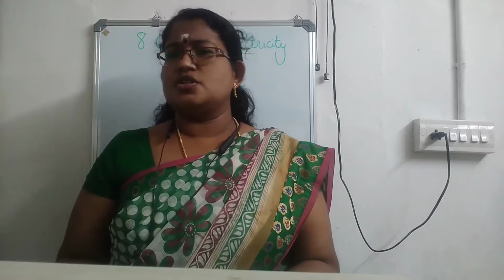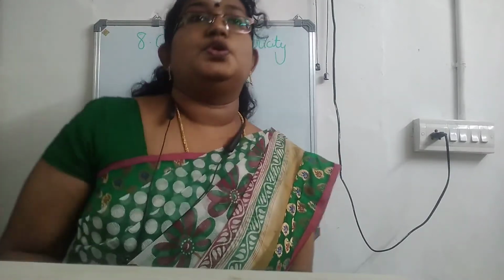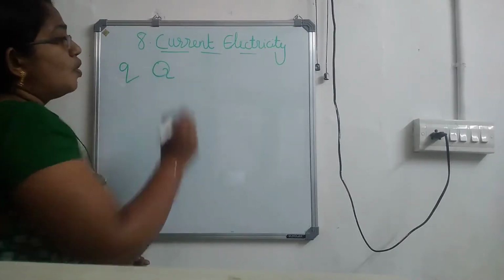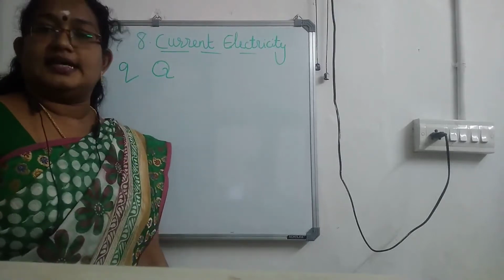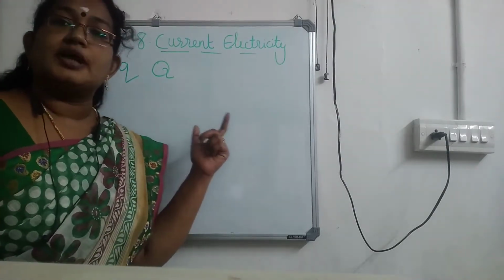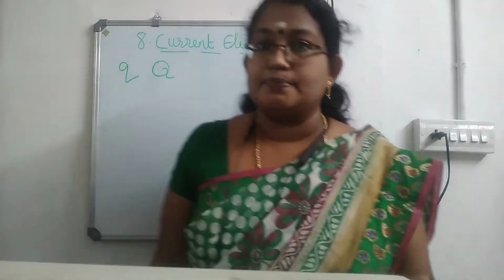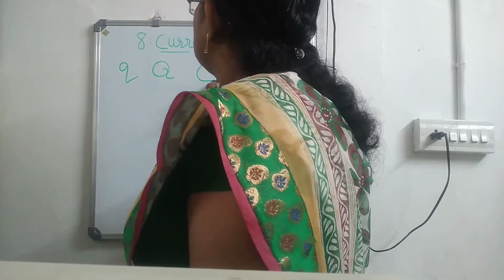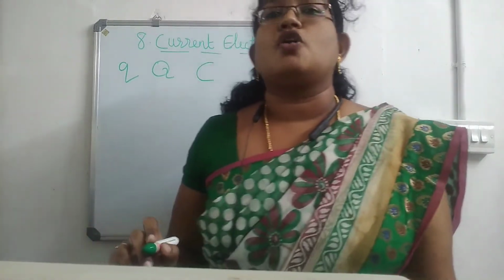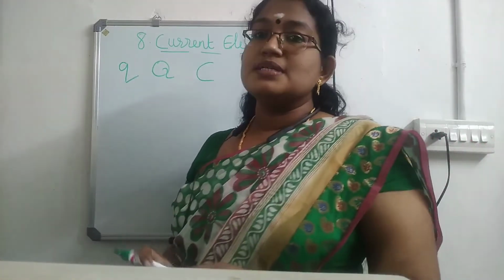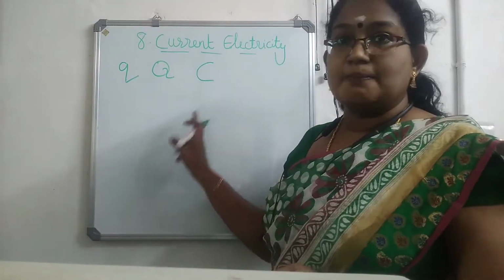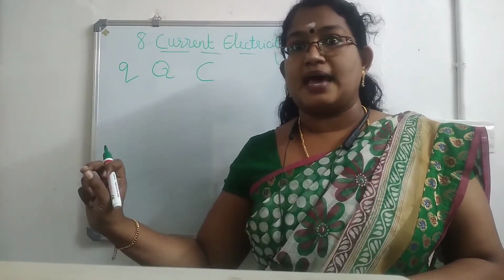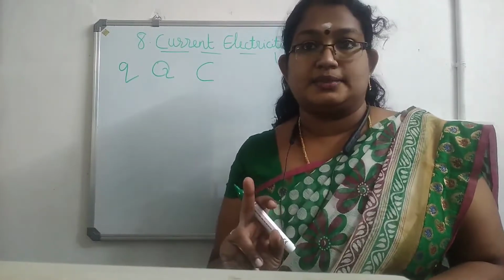Now, which letter is used in order to represent charge? Do you know? Q. It can be either capital Q or small letter q. Q is the letter which is used in order to represent charge of a body. Then, what about the unit for charge? Charge is measured in coulomb. Coulomb is the name of a scientist. Since Coulomb is the name of a scientist and I wrote the symbol, I have used a capital C. Else, if you are writing coulomb as such, you have to start it with a small letter.